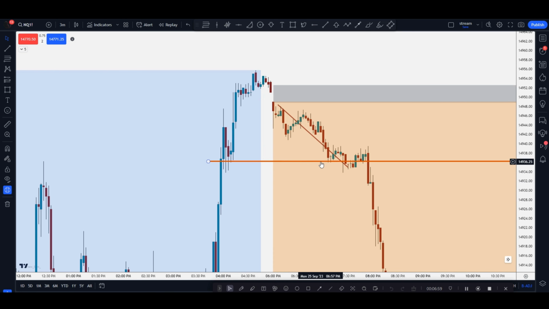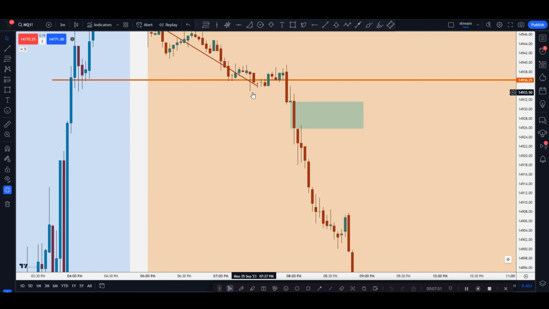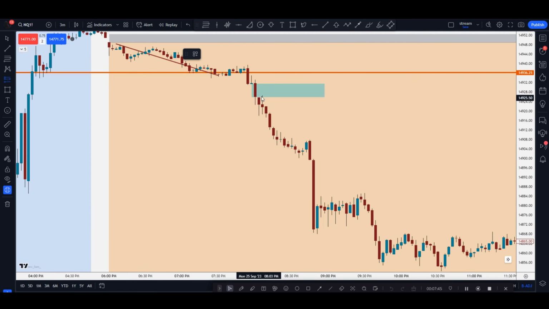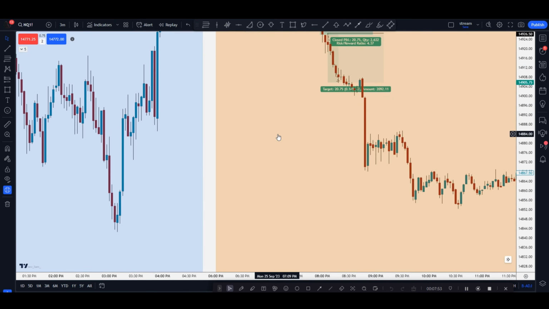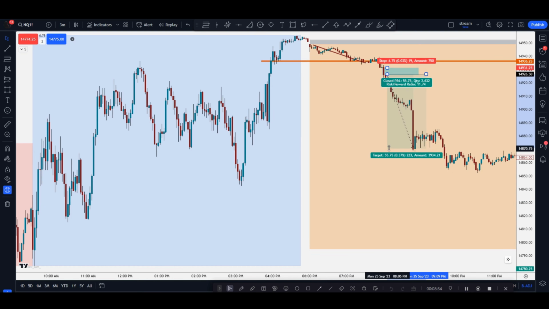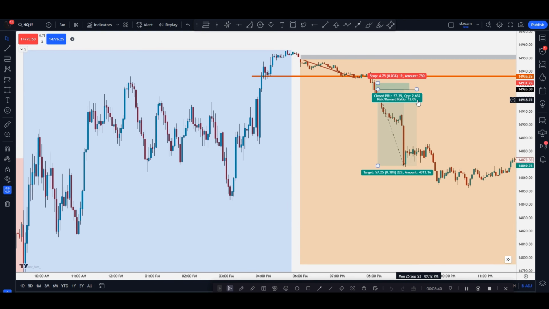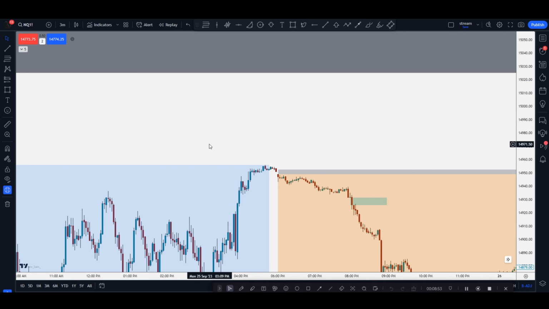After 7 p.m., it went through it there: test, fail, expansion, entry. So you enter there, you put your stop above the fair value gap, and you target, let's just say, a modest one of this low right here. You sell into this expansion and not be greedy. The 12R trade. What are the steps?